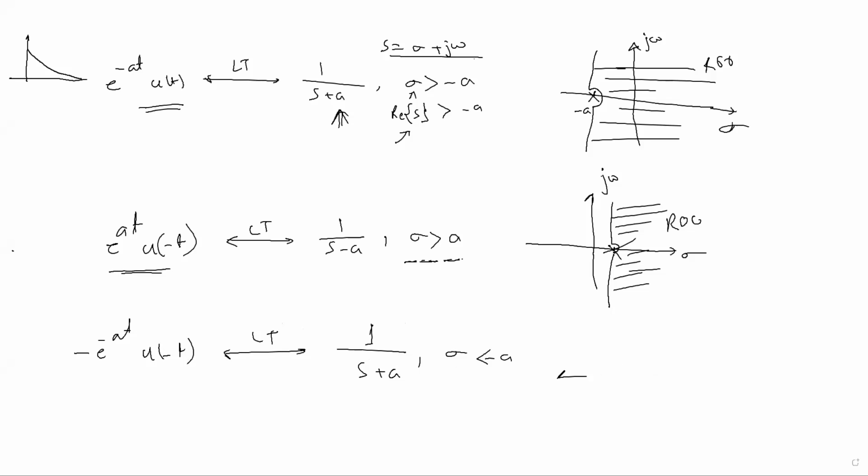Okay. And if you plot this signal also, this ROC you can see it is minus a, pole at minus a. So ROC is saying that sigma should be less than minus a. Okay. So ROC will be at the left side of this sequence. Okay. So in this case also you can say the ROC does not include the j omega axis. That's why the signal is called an unstable signal.